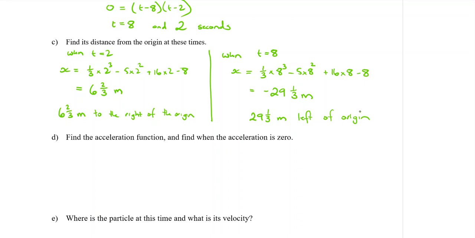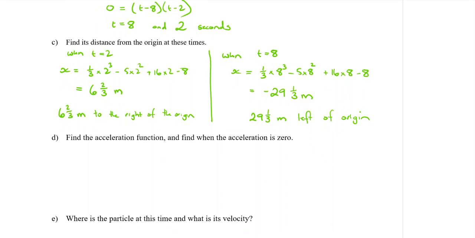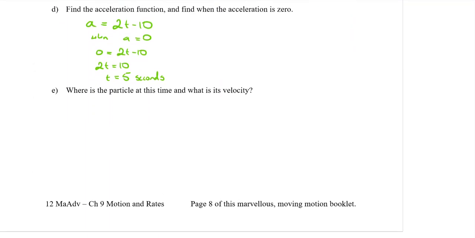Find the acceleration of the function and find when the acceleration is 0. Okay, to find acceleration, you have to differentiate the velocity. Where's my velocity equation? Back here. t squared minus 10t plus 16. So acceleration will be 2t take 10. Sub in that the acceleration is 0. So 0 equals 2t take 10. So time is equal to 5 seconds. That's all we need to find for that, I think.